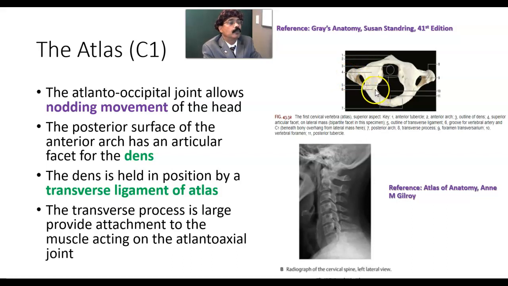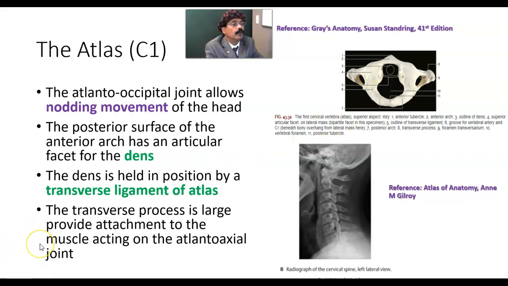And this is the groove for the vertebral artery. The artery is coming through that and going through that. Ultimately, the vertebral artery goes through the foramen magnum to the base of the pons, and the vertebral arteries of both sides unite to form the basilar artery at the base of the pons of the brain stem.